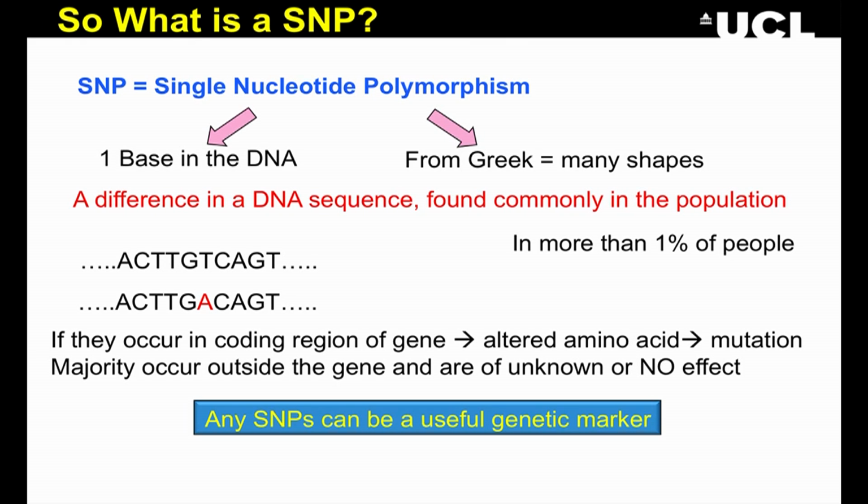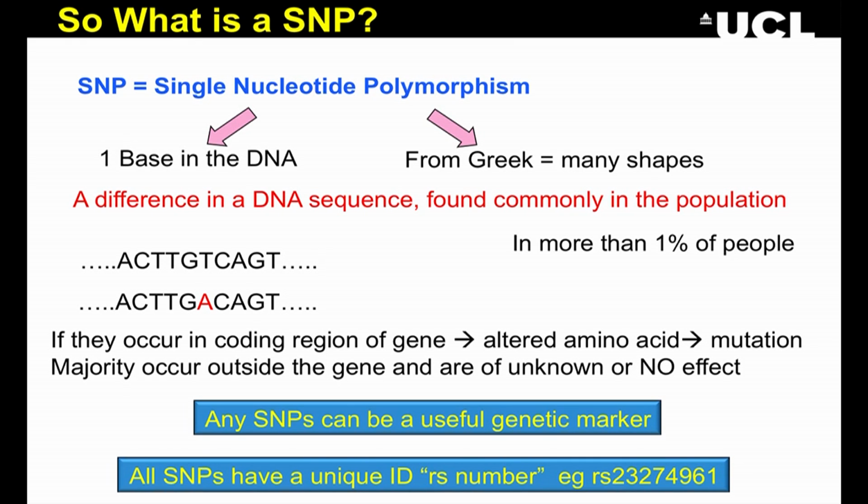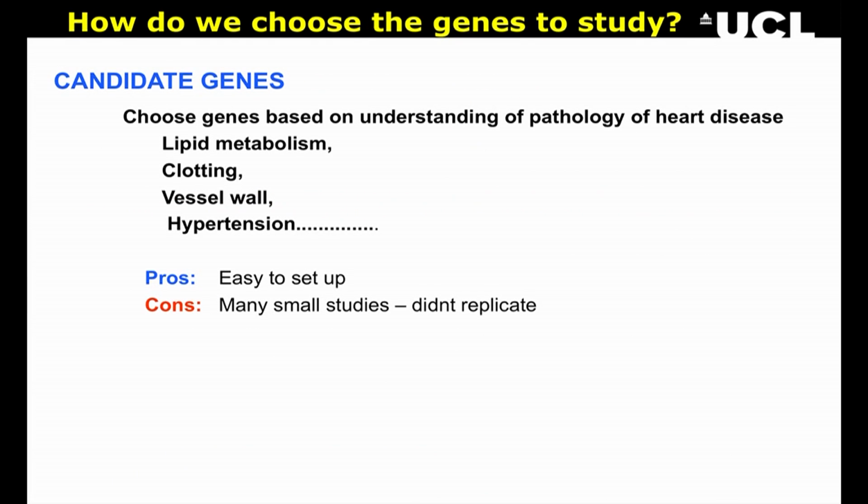So here's a sequence, and then in another individual, there's an A instead of a T. Now clearly, if it occurs in the coding region of the gene, it's going to affect the function of the protein. Most of them occur outside the gene and are of unknown or of no effect, but we can still use them as genetic markers. And they're all given a unique ID. It's called an RS number. So a SNP would be called RS number 237. And we're all getting very used to recognizing 7 or 8 numbers and keeping them in our heads.